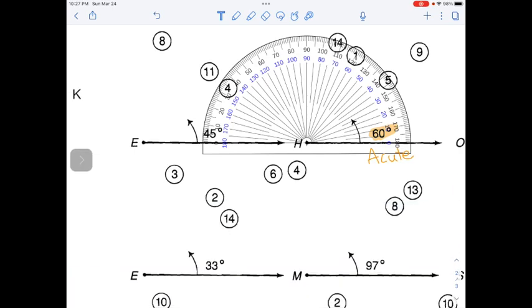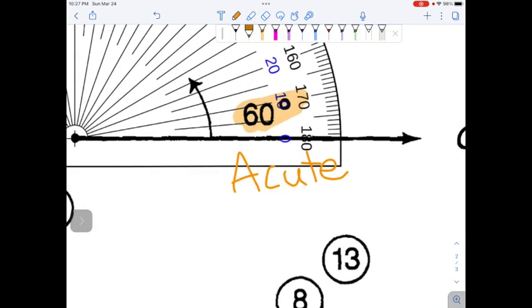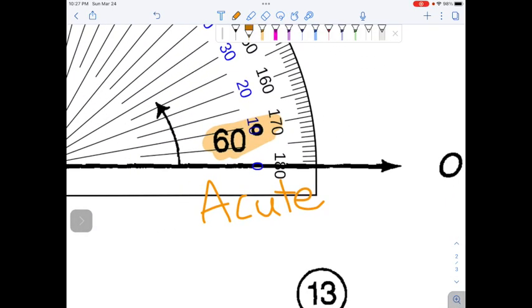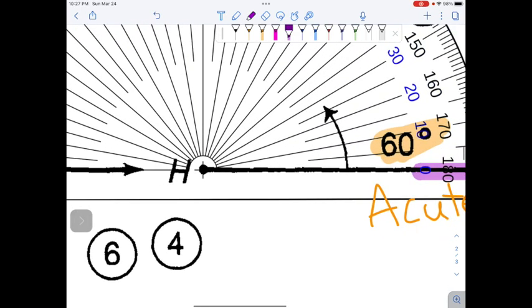I also want you to see, when I zoom in, that this line goes right through both 0 and 180. Do you see that? That ray there? It has to be lined up there. And this dot, this intersection point, has to be where the two lines cross in your protractor.